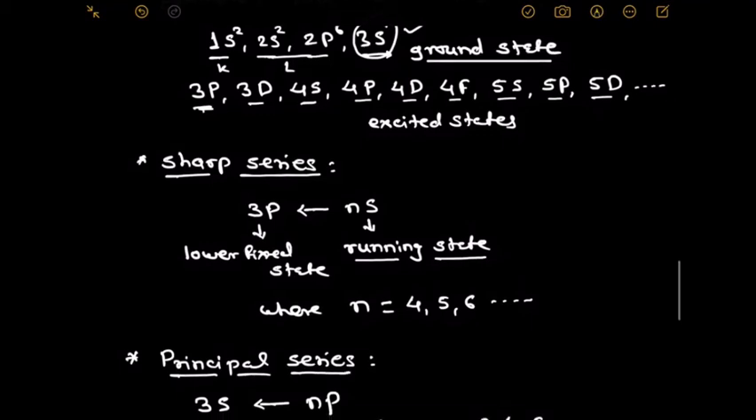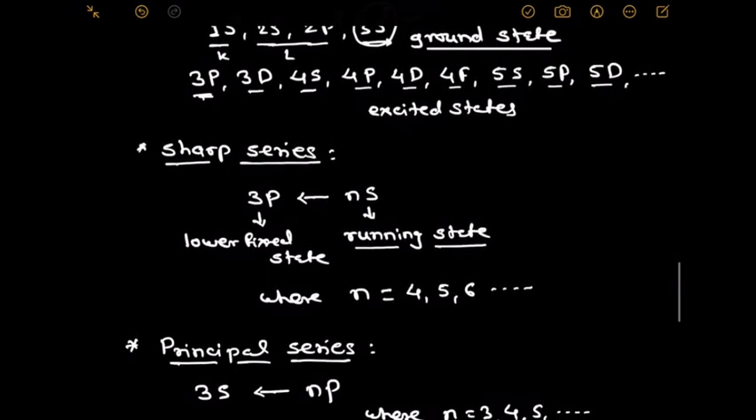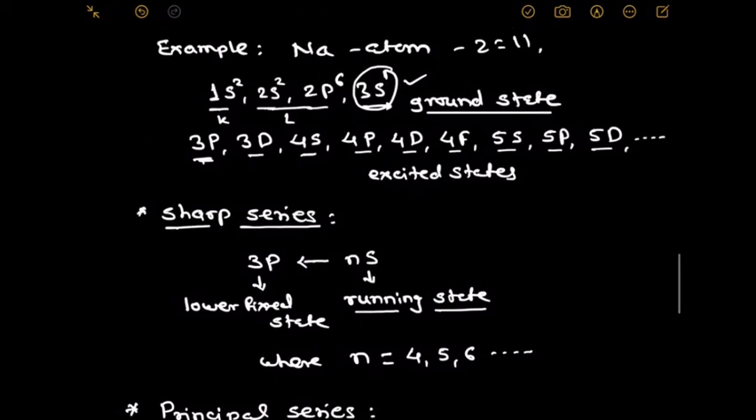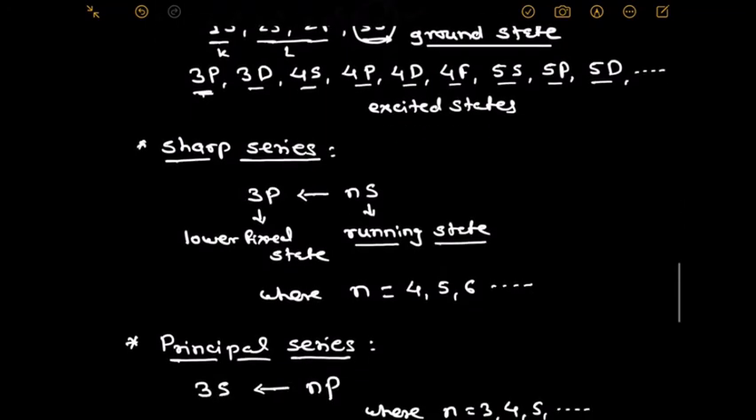Here also we write how the transition takes place. The transition takes place from all NP states, which act as the running states. Which are the NP states? NP starts from n greater than or equal to 3, meaning n equal to 3P. We cannot write 2P here since this is a bound state; only the excited states we take into consideration.